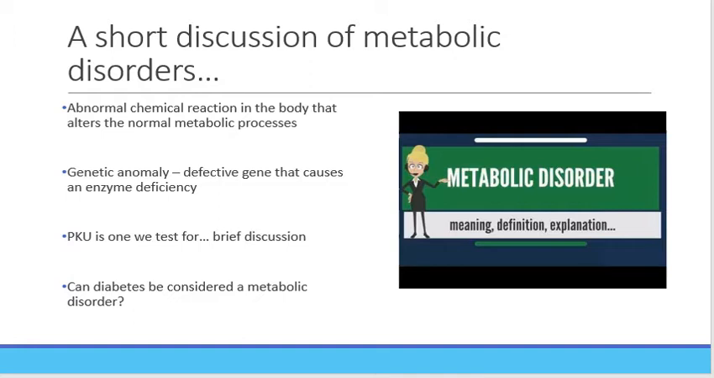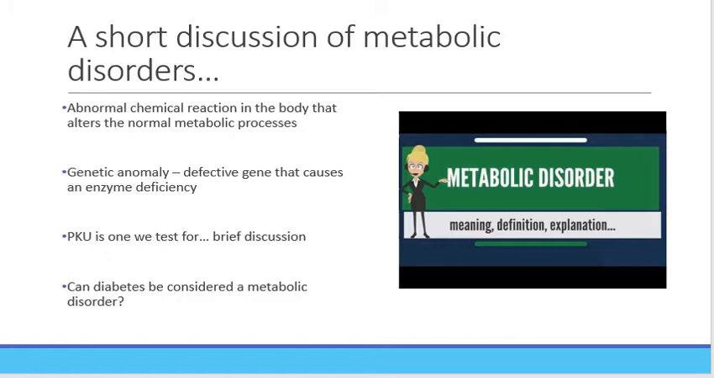PKU is one we often test for in infancy. It's often done around 24 hours of age and includes a blood test on the infant that tests for phenylketonuria. While it was most often referred to as the PKU test, it's actually also called the newborn screening test because it no longer tests for only PKU, it actually looks for a wide range of genetic anomalies.